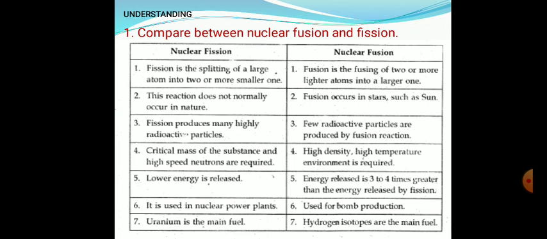Nuclear fission is used in nuclear power plants. Nuclear fusion is used for bomb production. In nuclear fission, uranium is the main fuel, and in nuclear fusion, hydrogen isotopes are the main fuel.